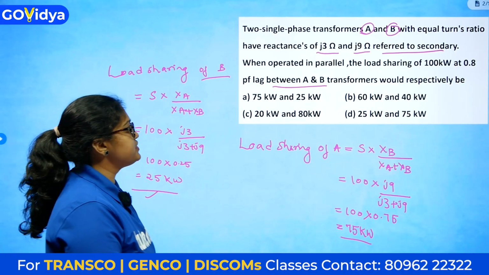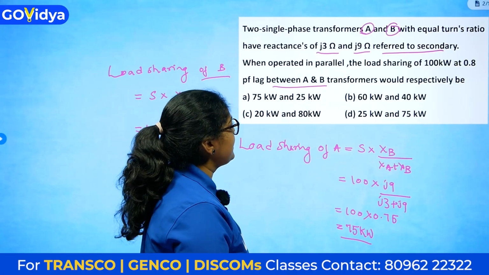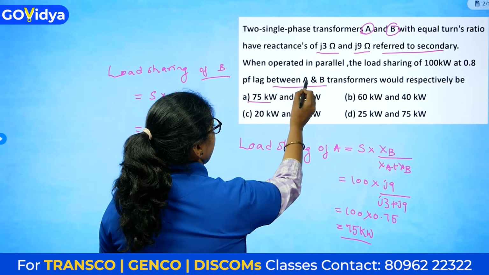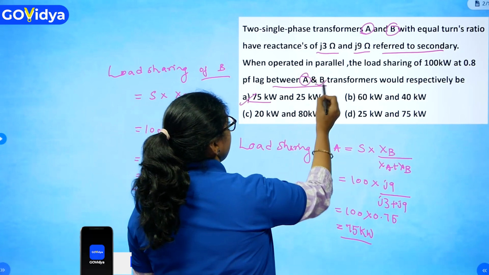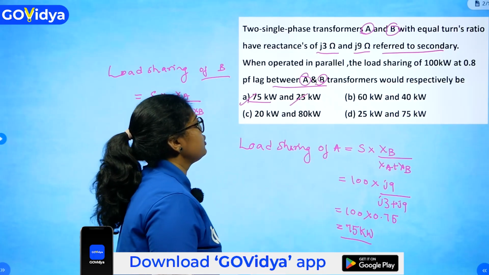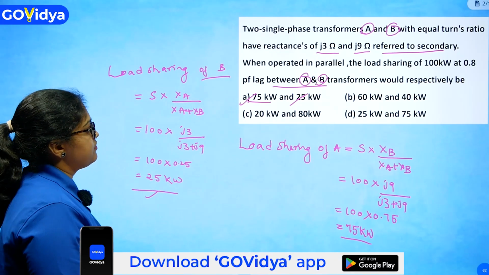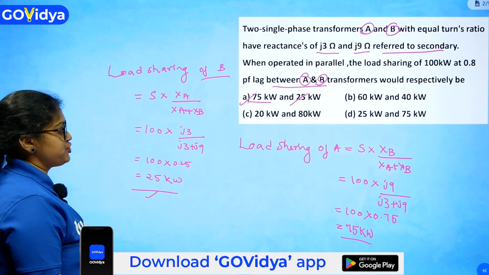So let's check the options. Option A, 75 kilowatts and 25 kilowatts. Yes, for transformer A, 75 kilowatts and for transformer B, 25 kilowatts. So option A matches the given problem. Let's move to the next question.